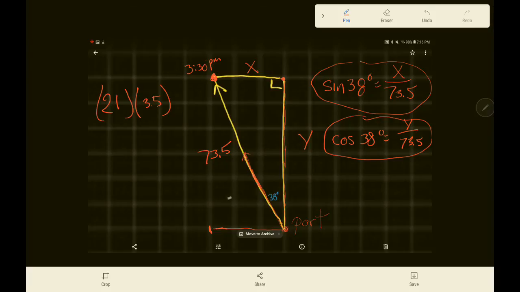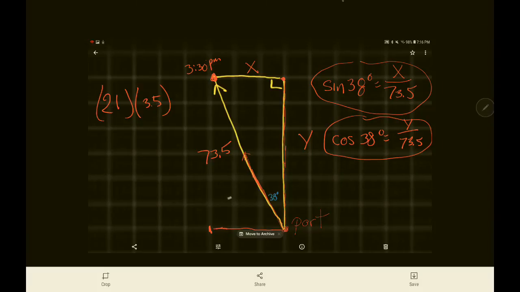So the trickiest thing is that initial leaves port at noon at a bearing of north 38 degrees west. That means from the port we had north, but not north. We had 38 degrees west of north. Let me show you one more time, just to leave no doubt.